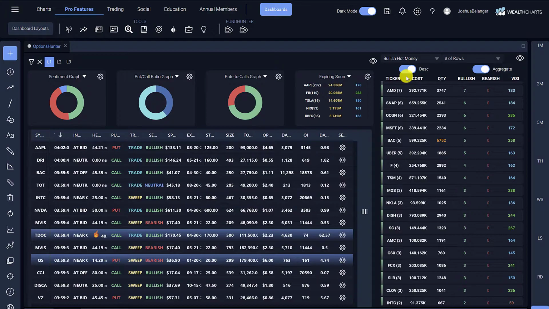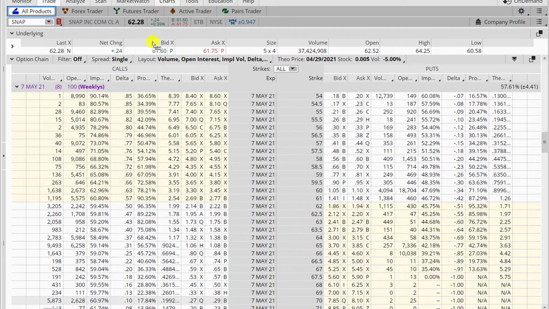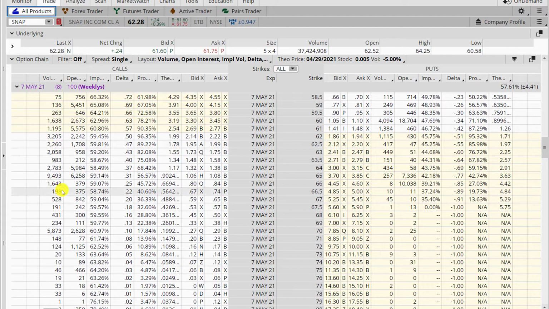Looking on here, this still needs a little bit of work, but what we want to focus in on is the strike. It's okay how they identify it here, because I could use my other system to identify what we're looking at, but the one that stood out to me was Snap. Snap had this activity on the bullish hot money, and we're going to take a look at the activity. The contract where this took place was the May 65 contract.